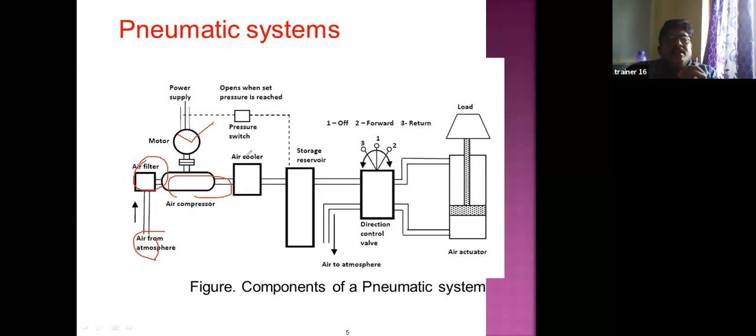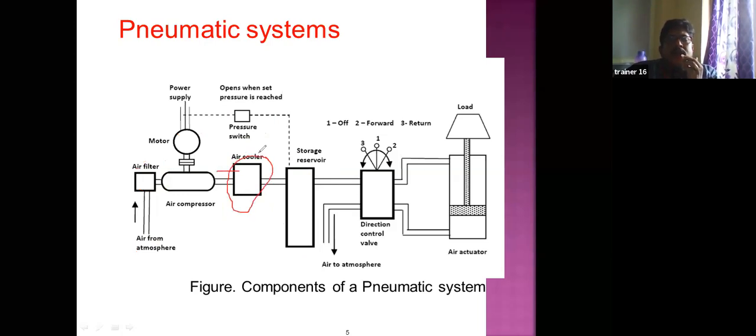Because the temperature increases, here the pressure switch is there. That is nothing but a pressure relief valve. So here, at the storage reservoir, we are arranging a pressure relief valve. We can arrange it anywhere. So here the air cooler is arranged.